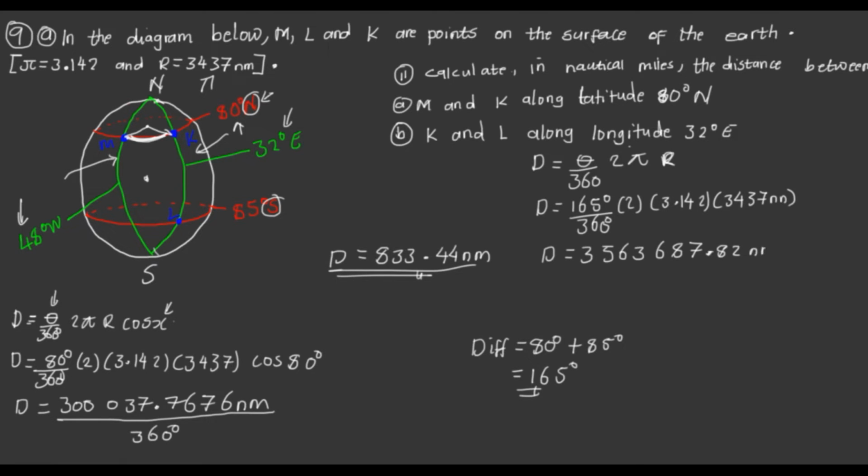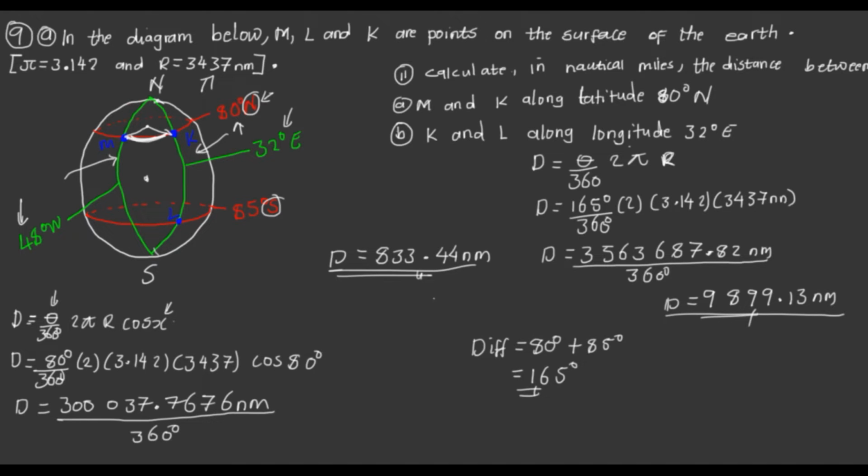So I can get 3,563,687.82 nautical miles, divided by 360. So distance is equal to, we can say now, divided by 360. So I can get 9,899.13 nautical miles. So this is the answer for B, we can say this is the distance for K and L.